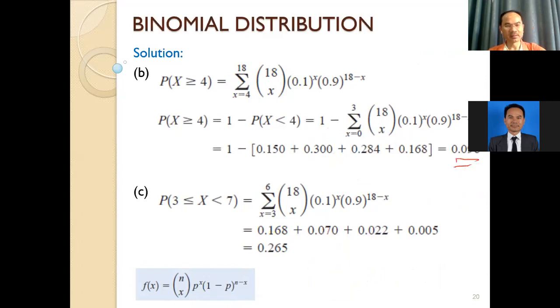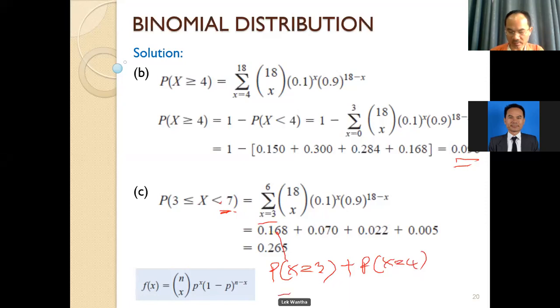And the last question, the probability for x between 3 and 7. That means x equal to 3 until 6, it's not equal to 7, because it's less than 7: 3, 4, 5, 6. This is P(x equal to 3) plus P(x equal to 4) plus P(x equal to 5) plus P(x equal to 6).